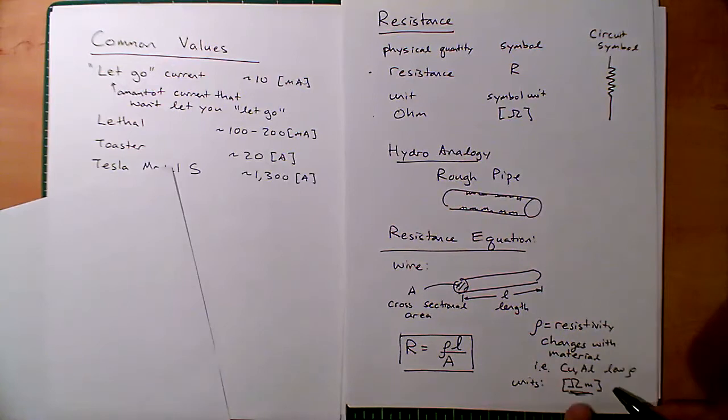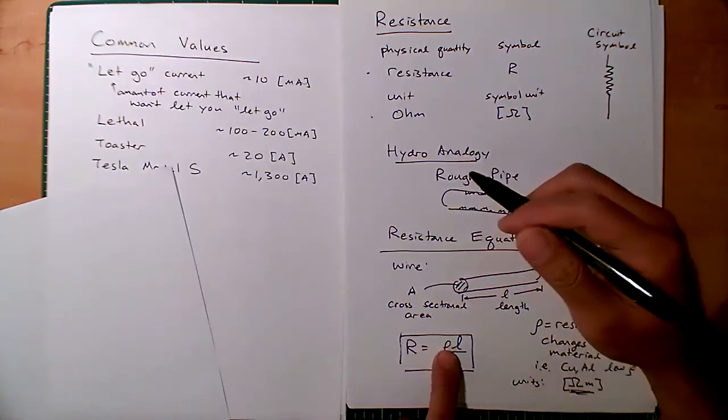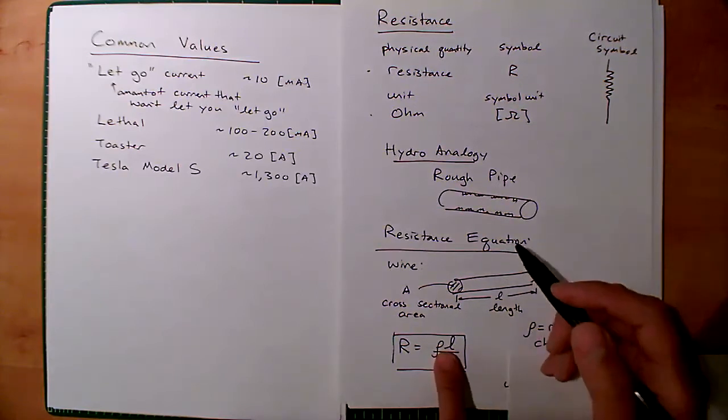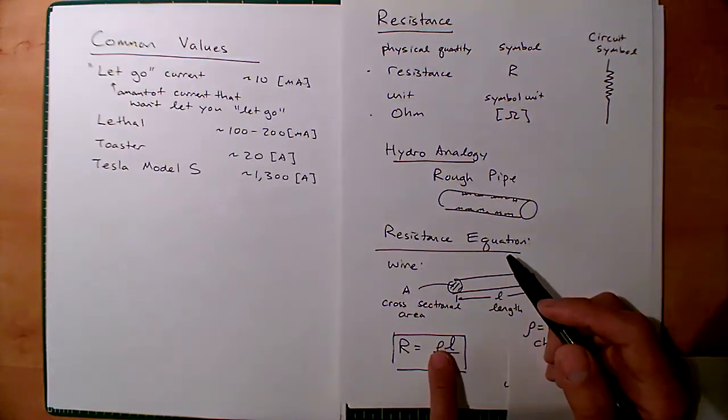It changes with material. And we can figure out what the units are pretty easily. I'm not going to show you yet, but let's try to figure it out. If we have rho here, and we know that this is a meter, and this is a meter squared because this is area.